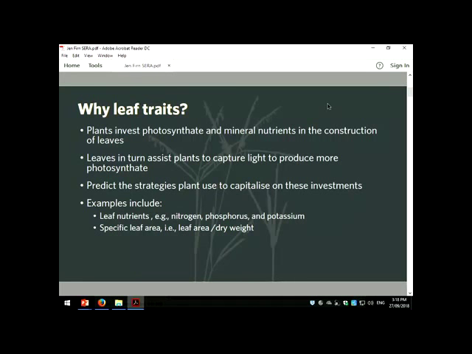So very commonly measured leaf traits include specific leaf area, as well as leaf nutrients such as phosphorus, potassium, and nitrogen, of course. Specific leaf area is a composite measure, a morphological measure, which takes into consideration the amount of dry weight tissue that is invested in the overall leaf area. The leaf area is the surface that a plant is using to capture light.